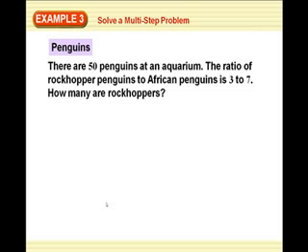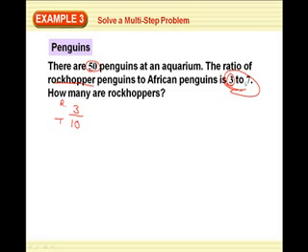There's 50 penguins at an aquarium. The ratio of rockhopper penguins to African penguins is 3 to 7. How many are rockhoppers? All right, well, they tell us the total here. Okay? And the rockhopper is 3 out of the total in this ratio would be 10. So that's a little tricky. 3 out of 10, that's rockhopper to the total of this ratio that they gave us.